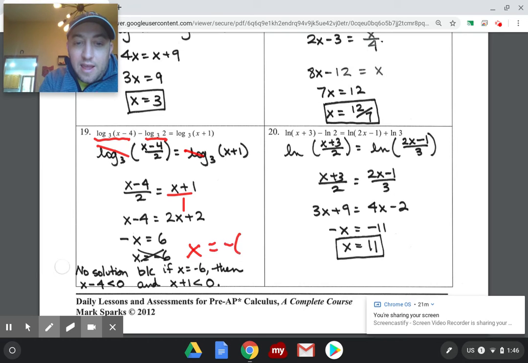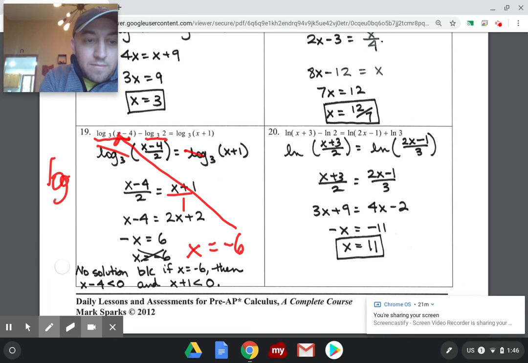Well, if I take negative 6 and I plug it back in, right there, negative 6 minus 4 is negative 10. That is not possible. Log base 3 of negative 10. If I try to think about that, 3 to what power is equal to a negative number? You can't do that. It's not possible. So in this case, here's one of our problems where our answer is no solution.